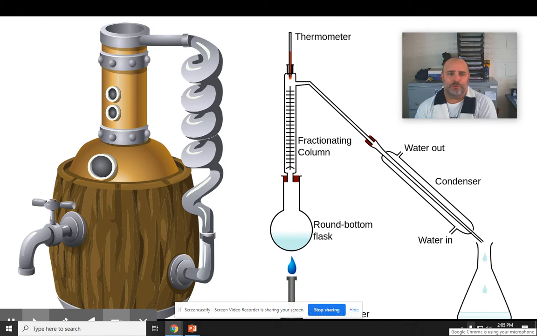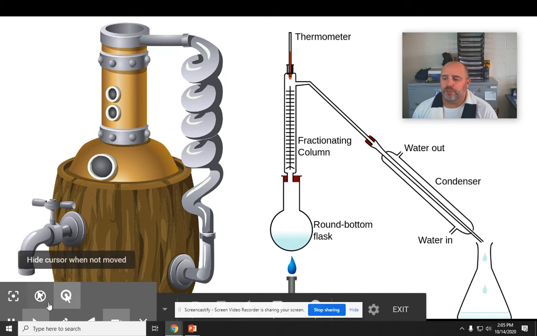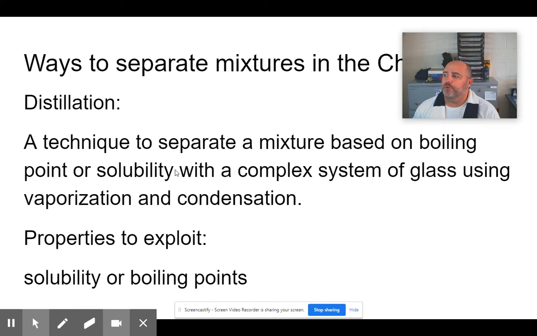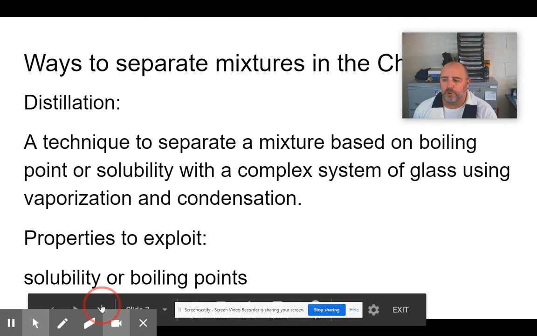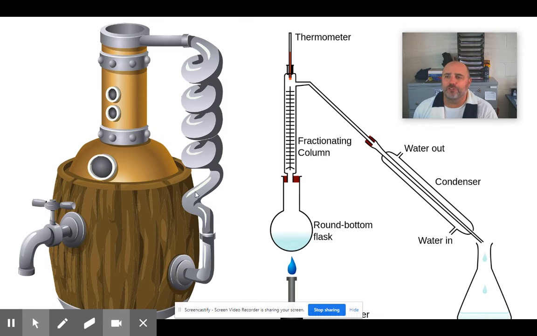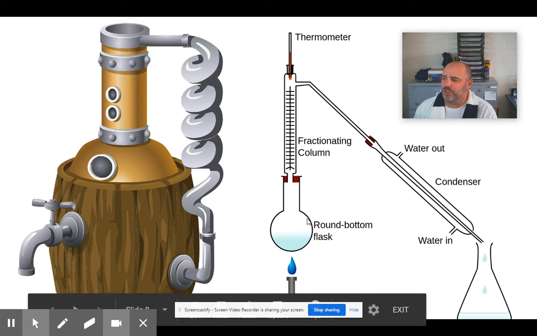I hope it works. So hopefully you've watched how to separate mixtures, learn some vocabulary up to distillation, where you saw this slide here, where we went over the definition, where we can separate things based on solubility or boiling point. And so this is a picture of like a cartoonist version. They make these things like moonshiners and distilleries, right? But I want to show you this image here.